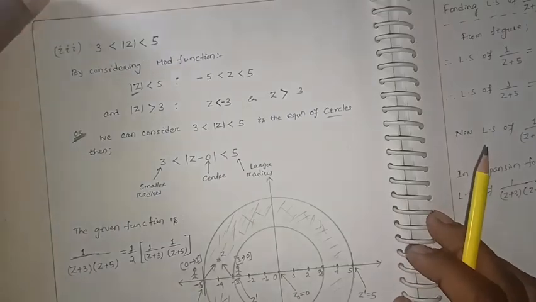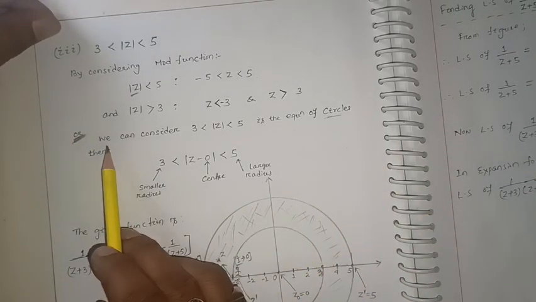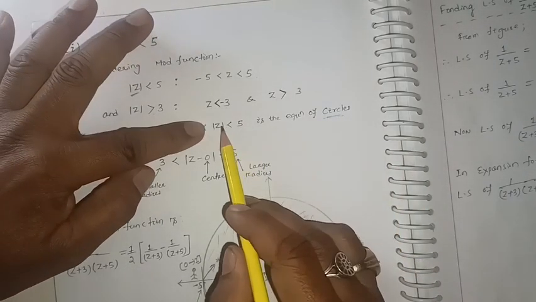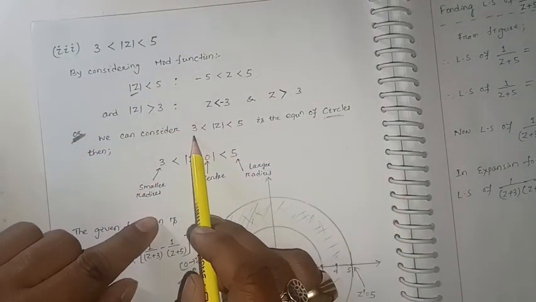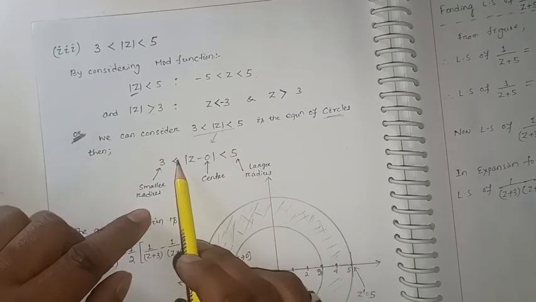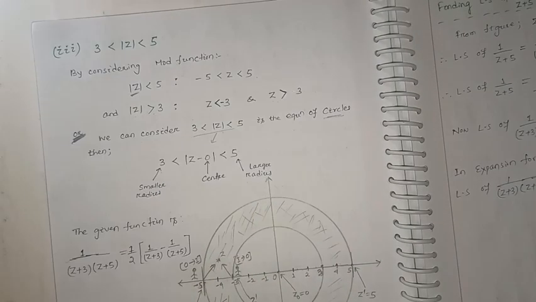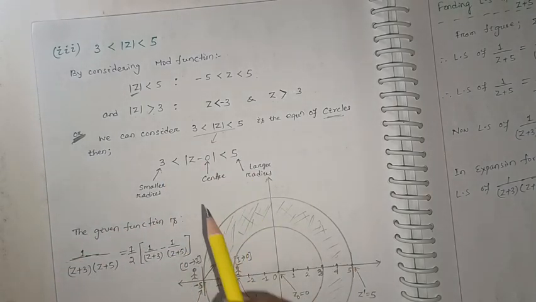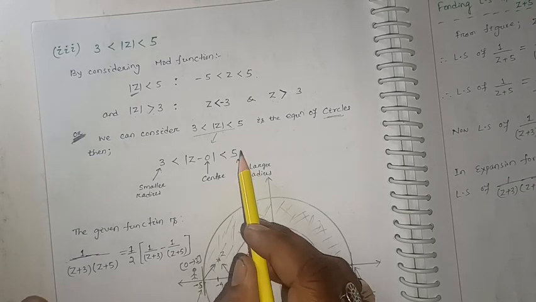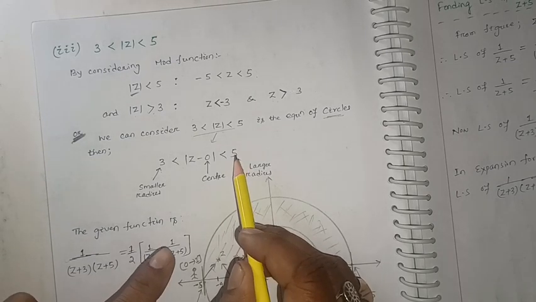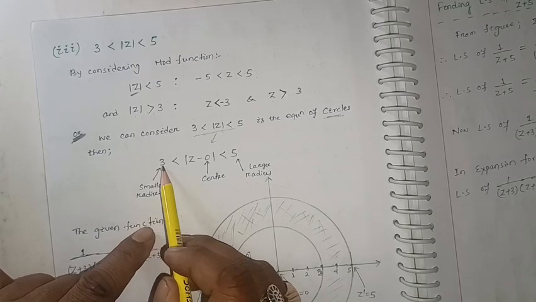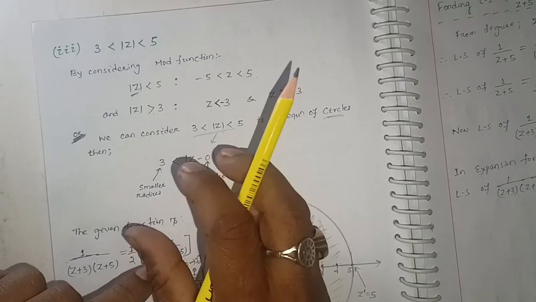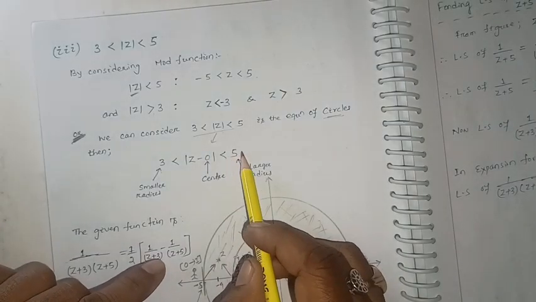Now we are going to go for the circular equation method. Here we can consider this as the equation of circles. We can write it like this: 3 less than |z minus 0| less than 5. Here z minus 0 means 0 is the center. This 5 represents the radius of one circle, and this 3 is the radius of another circle. So 5 means the larger radius, 3 means the smaller radius. That means we are going to draw two circles having radius 5 and radius 3.